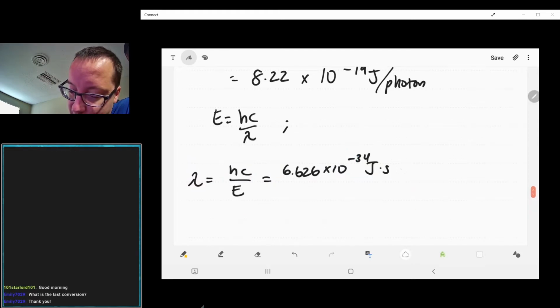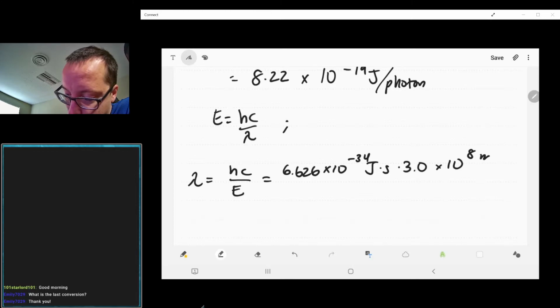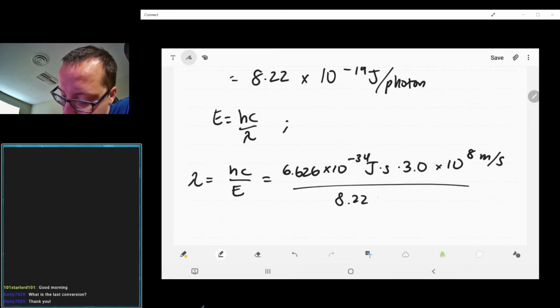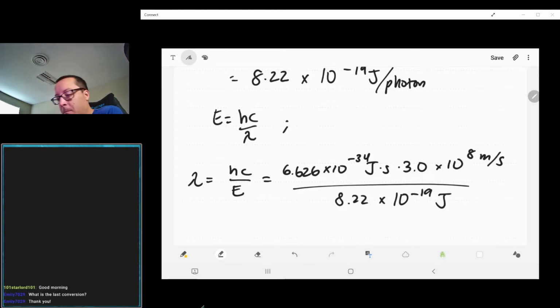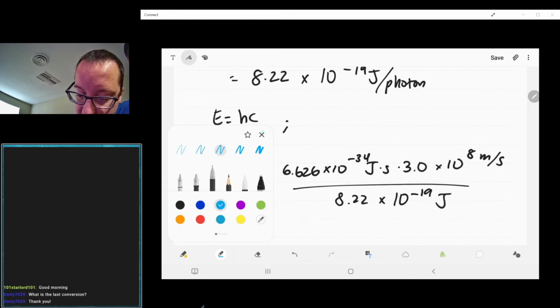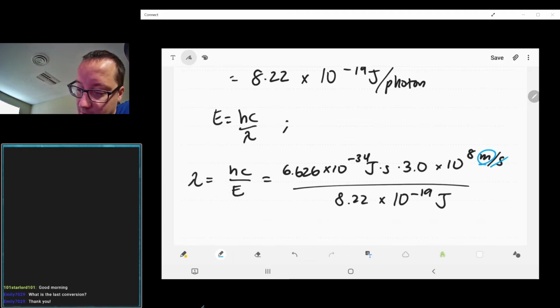Okay, so we'll multiply that by our speed of light, and divide that by our energy. As you can see, we'll be left with the unit of meters, right? Seconds will cancel, joules will cancel. And I have the number here.